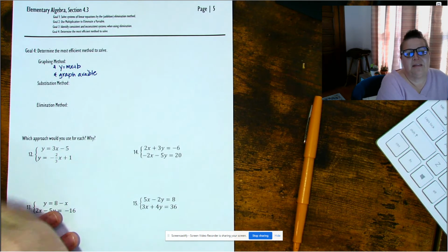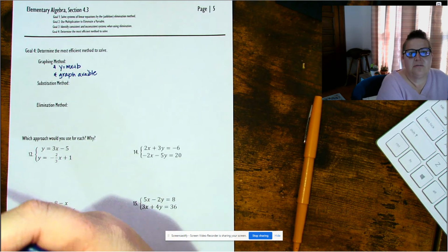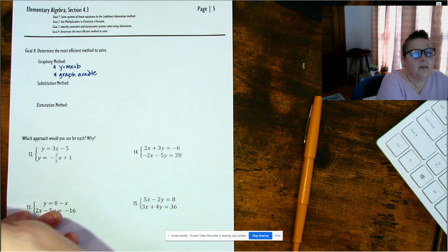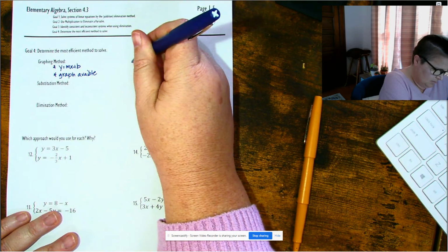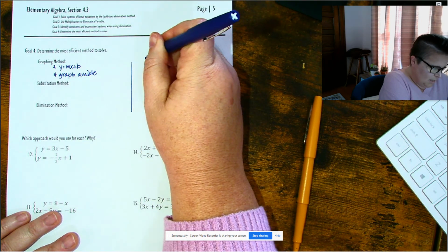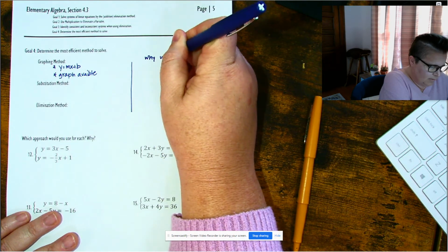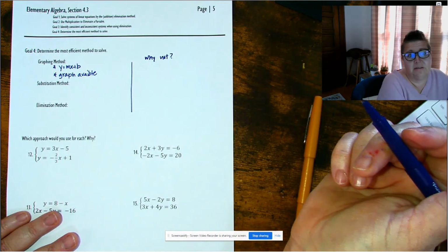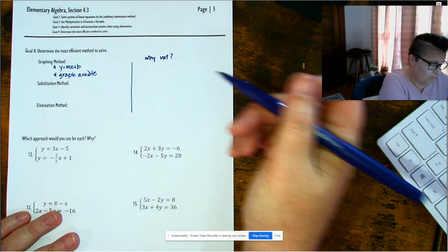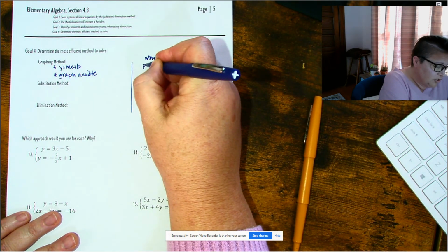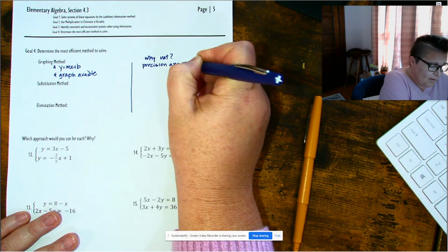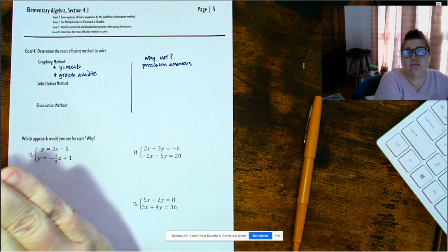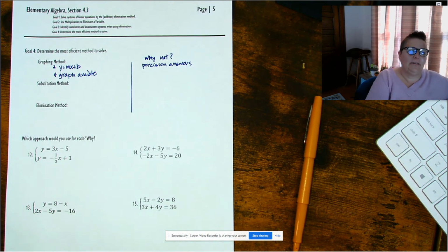The graphing method is kind of a stickler because you've got to have the y equals mx plus b form, and you've got to have graphing paper or a graphing utility available. It has some cons, right? Why wouldn't you use the graphing method? Well, if you don't have y equals mx plus b form, if you don't have a graph available, or maybe because you need precision. The major problem with the graphing method isn't necessarily y equals mx plus b or the graphing availability.